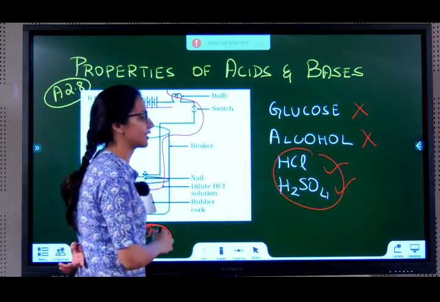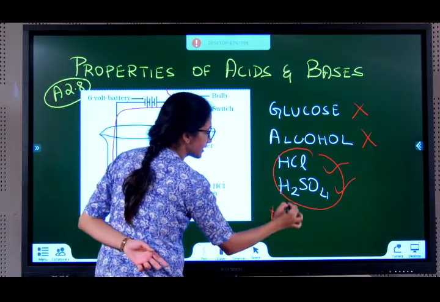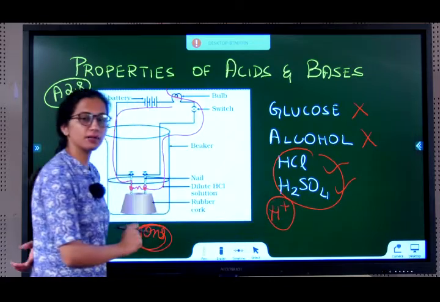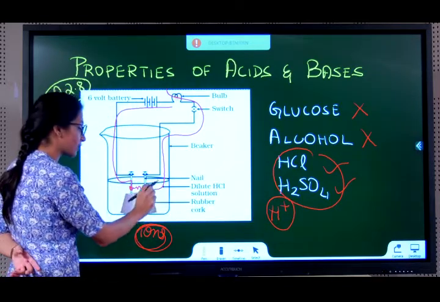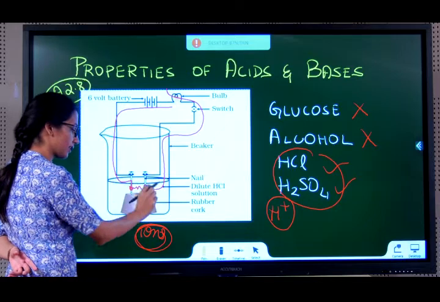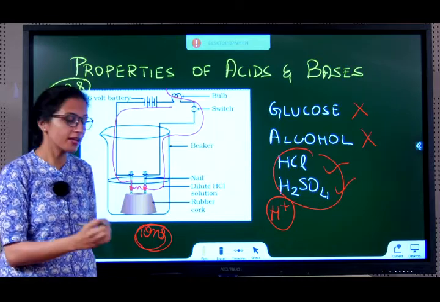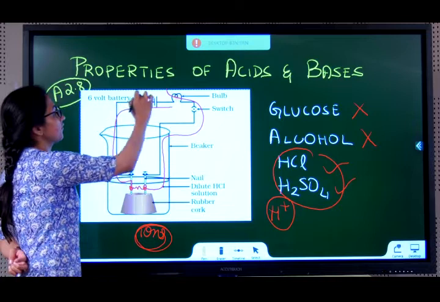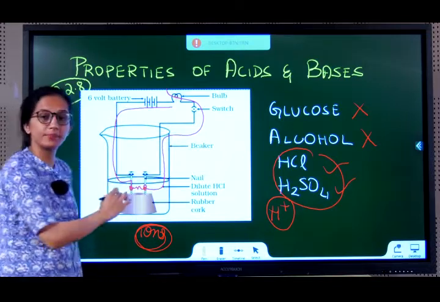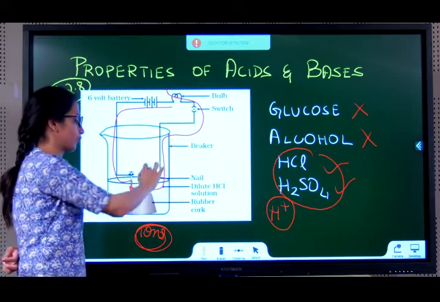The conclusion of this experiment tells you acids produce H plus ions. These H plus ions behave as charges. Therefore the charges flow through the solution. In order to get electricity, we need charges. Now charges are flowing through this, therefore the path is complete. The electric circuit is complete and the current can flow through it.